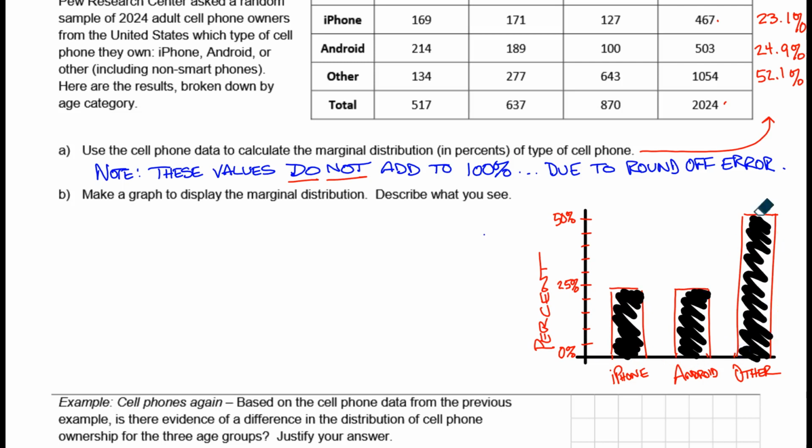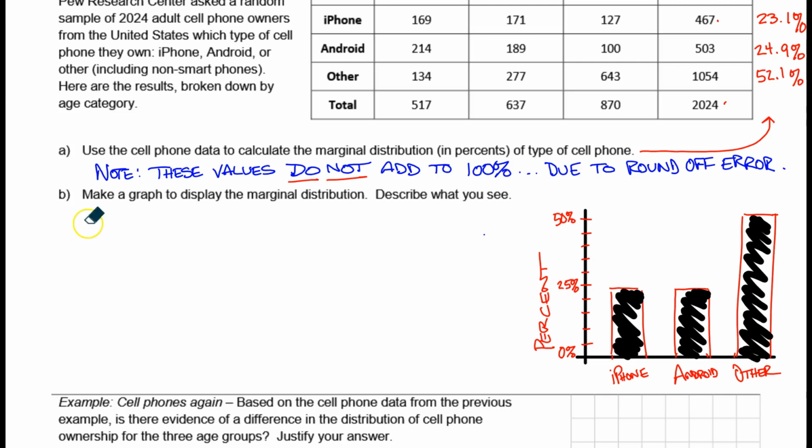Okay, there we go. Quick graph of the marginal distribution. Again, I sketched it. It's approximately to scale. I'm pretty good at drawing things to scale by hand. You might need a straight edge perhaps to help you make it a little bit closer to scale than what I did. So let's talk about what we see here.